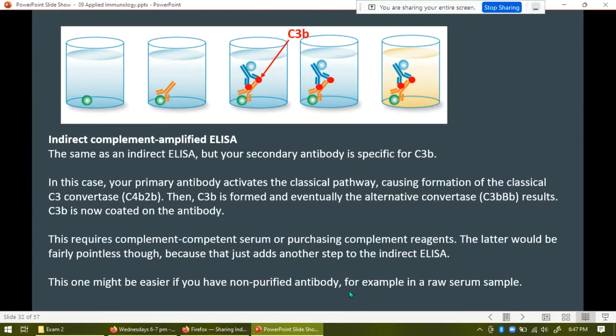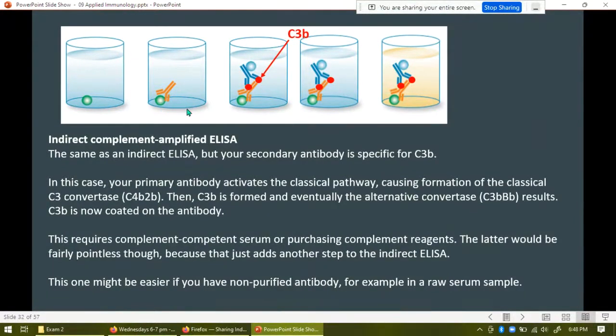Now this one is a lot less common because it doesn't always work that well. This is the indirect complement amplified ELISA. Basically, this is the same thing as an indirect ELISA, but the secondary antibody is specific for C3b. So remember that the IgG molecules in a serum sample can activate the classical pathway of complement. So when you add an antibody to a sample, C3b can actually activate on the surface of the antibody through the classical pathway.